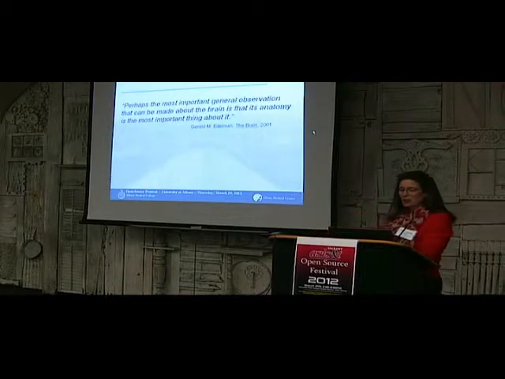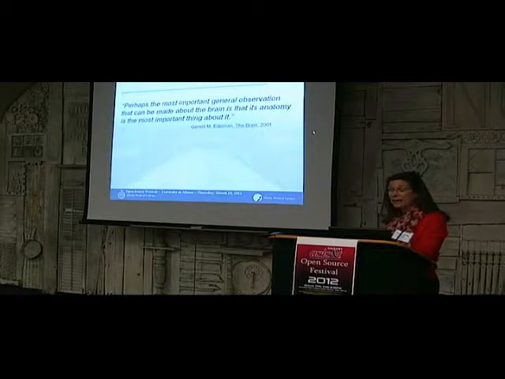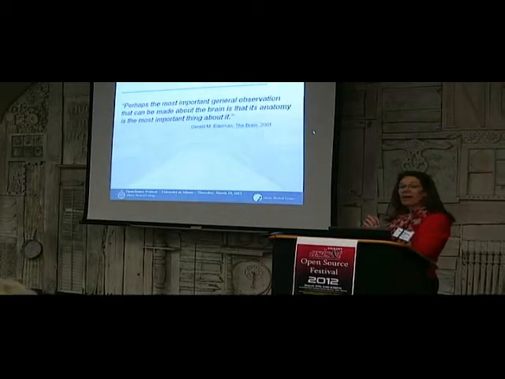Now, this is a quote from Gerald Edelman, who really captured the essence of the relationship between brain structure and brain function. He said, perhaps the most important general observation that can be made about the brain is that its anatomy is the most important thing about it. And I would tend to agree, simply because, frankly, the brain structure-function relationship explains a whole lot about what might seem illogical at first.